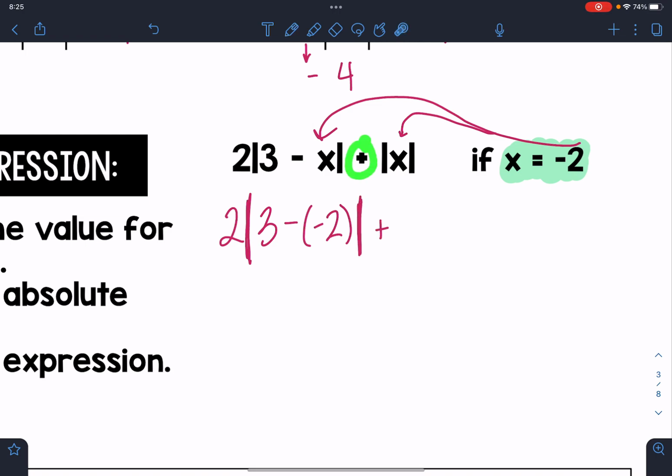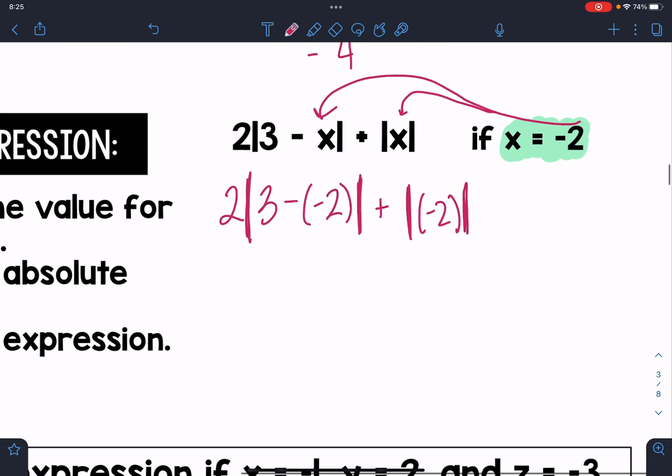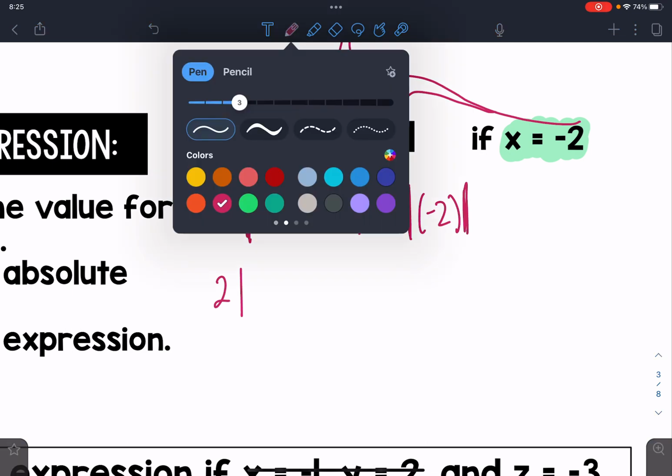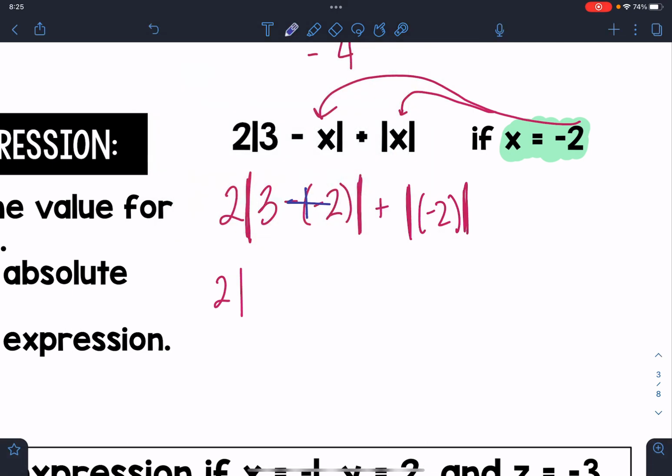Plus, okay, so then I can put -2 in parentheses here. That one wasn't as necessary because I only have x by itself, but whatever. So I have 2 on the outside. What can happen in here? This is 3 minus a -2, which is really plus 2. So 3 plus 2 is 5.